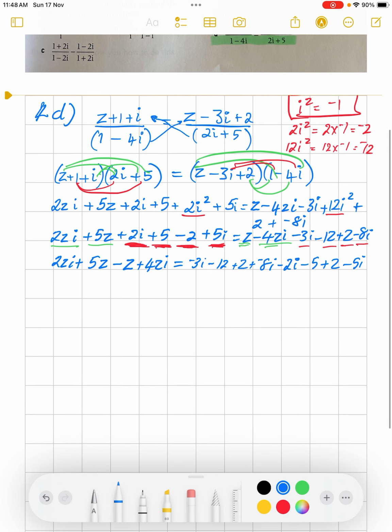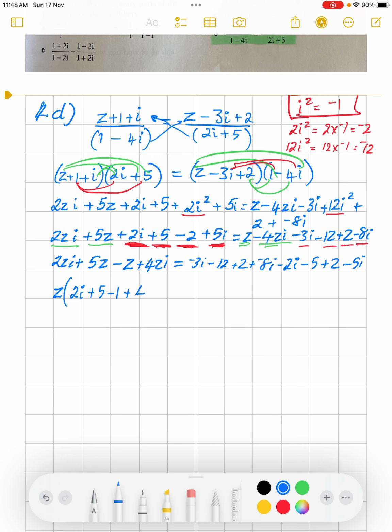Right, so let's scroll up and factorise the z out of each term here. So we've got 2i plus 5 minus 1 plus 4i. And on the right-hand side, let's take the real components and add them together. So that becomes negative 12 and 2 is negative 10. Take 5 is negative 15 plus 2, negative 13. Okay, so negative 13 is the real part. The imaginary part is negative 3i, negative 8i, negative 2i, negative 5i. That makes negative 18i.